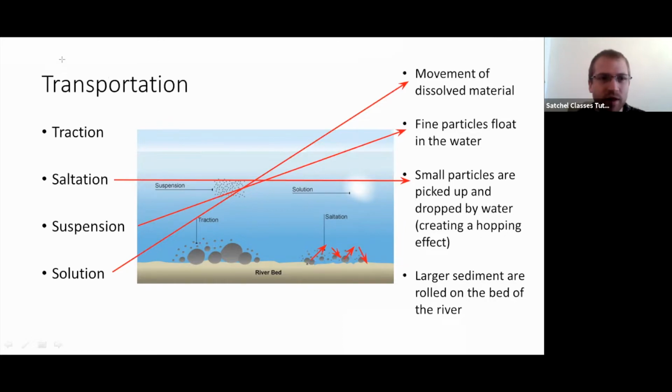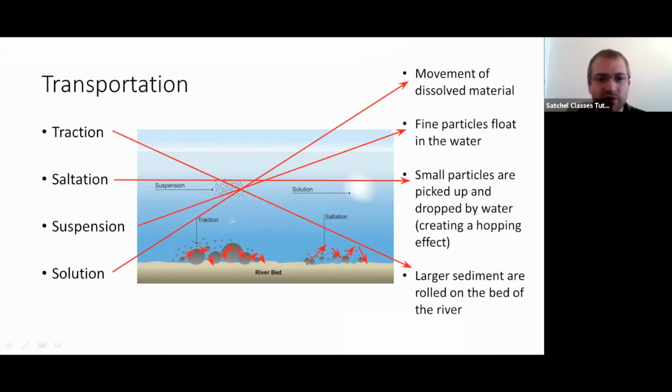And our final one, therefore, is traction. So just think about a tractor being used as heavy machinery, but traction is our heavier material that gets rolled along the river. Okay, so it's really heavy material, so heavy that the river can't really pick it up. It's just this rolling effect. It never really leaves the bed of the river, just rolled along.